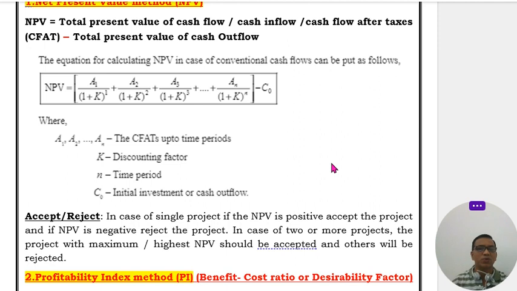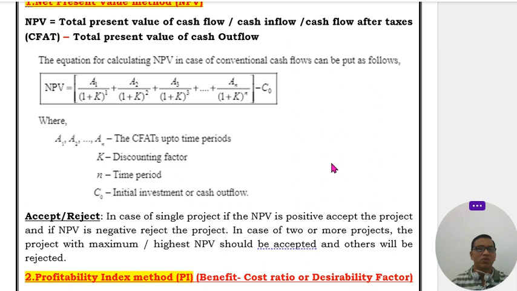In case of two or more projects, that is mutually exclusive projects, you will compare the NPV of all the projects, and the project which is giving maximum NPV, highest NPV, should be accepted, others should be rejected. That is the decision criteria. So this is about the NPV, net present value method.